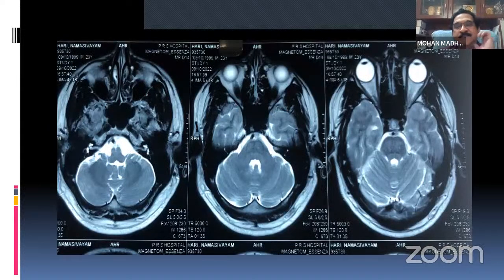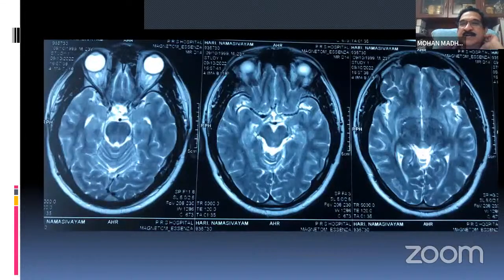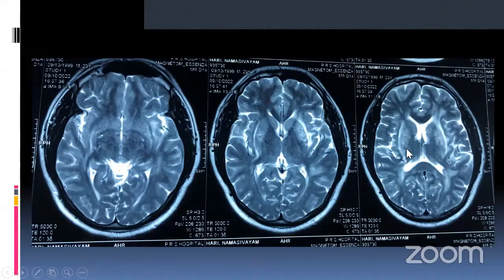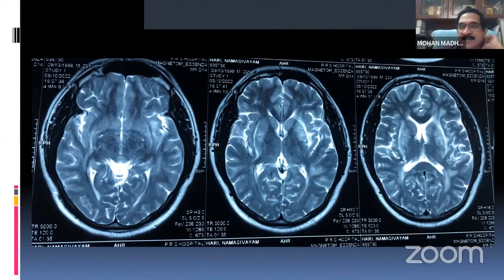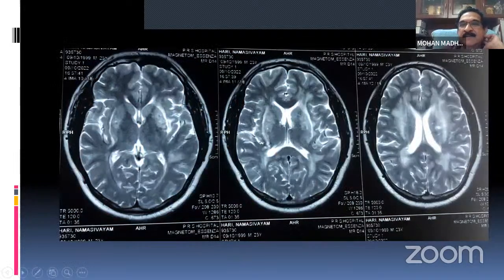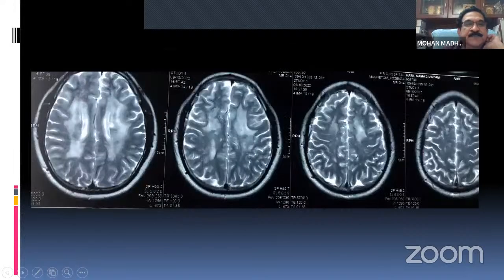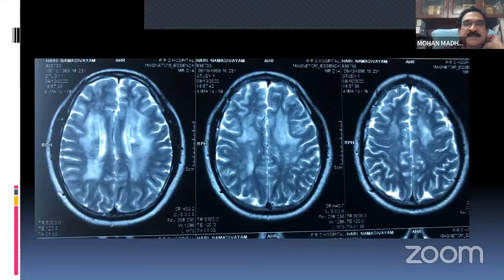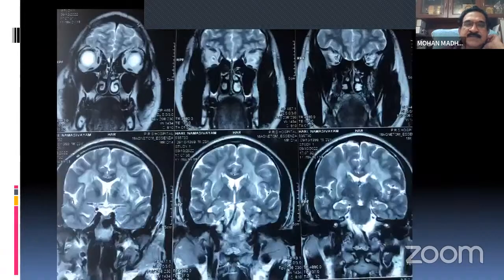This is the MRI scan. This is the lower cut. This is the T2-weighted sequence showing hyperintensity in the external capsule, and also in the lentiform nucleus, periventricular white matter. You can see it in the corona radiata and the periventricular area adjoining the frontal horn, lateral horn. This is the upper cut. This is the uppermost cut. I'll show the other sequences also.